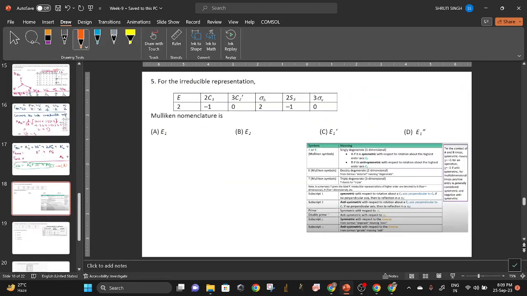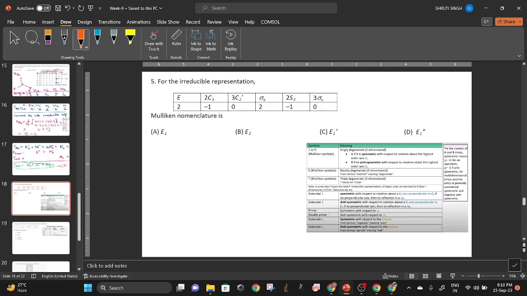Next is for the irreducible representation. This is the same question. It was there in the last, I think sixth, assignment. Now we need to find the Mulliken symbol for this. So here I have given a table which helps in deciding what will be the Mulliken symbol. You need to memorize this, or if you do this 2-3 times, you will remember this.